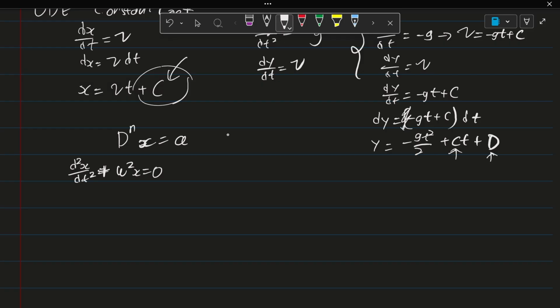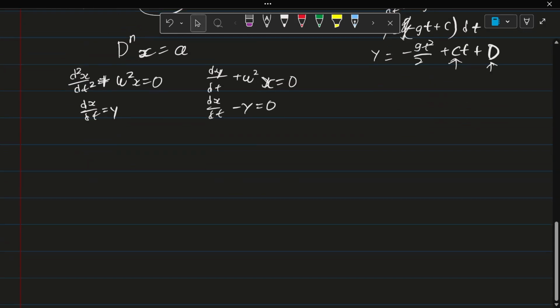So we would just start by writing, let's say, dx over dt is y. So you would get the differential equation to be dy over dt plus omega squared x equals 0. And then also dx over dt minus y is 0.